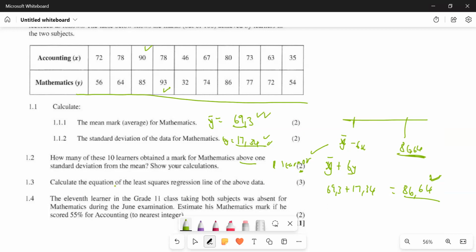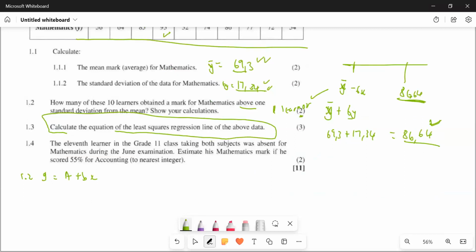They say calculate the equation of the least square regression line of the above data. So how are you going to get that one? We have Y, which is going to be A plus BX. We need to get what is going to be A, and we need to get what is going to be B.